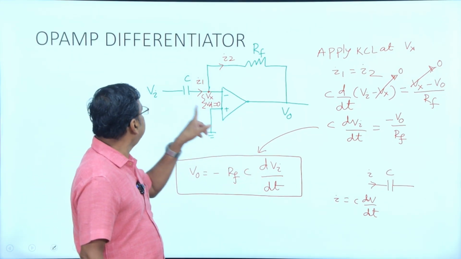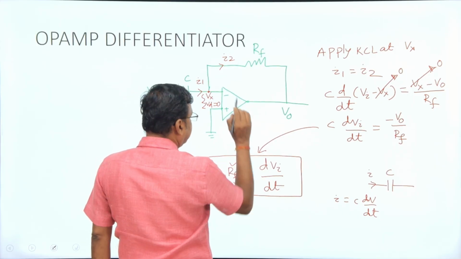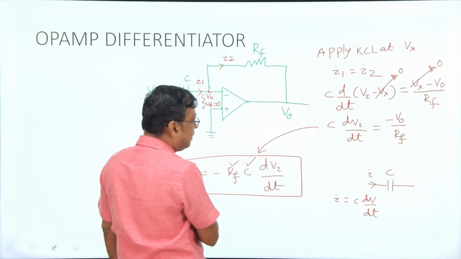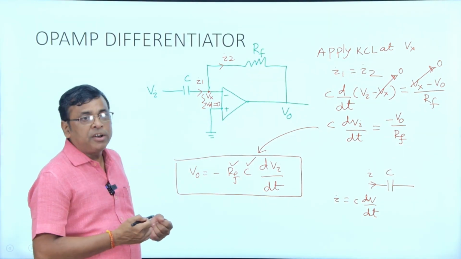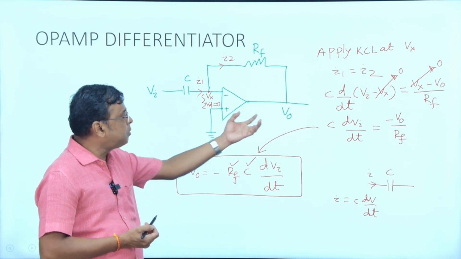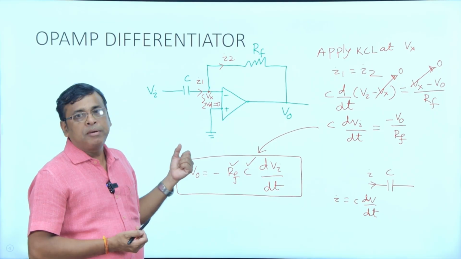Input voltage is Vi. Rf is a constant value, a feedback resistor. C is a constant. So what do you get? The op-amp works as a differentiator. Differentiator means the output voltage is the differentiation of the input voltage. That's why we say the op-amp is a differentiator.